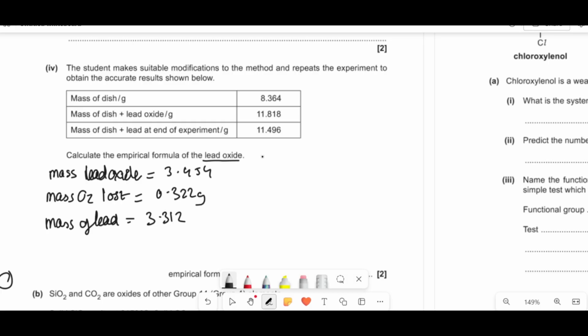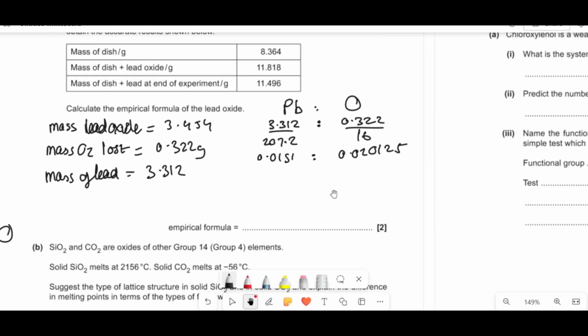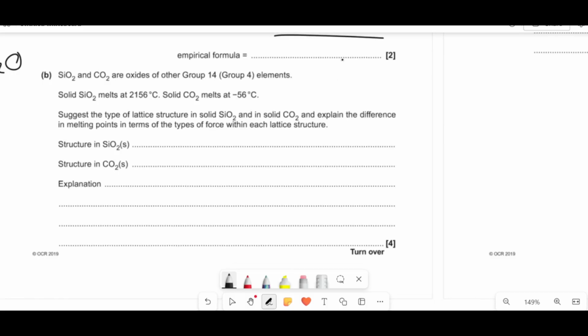They want the empirical formula of the lead oxide. So we now know what the Pb mass is and the O mass. We know that it's 3.312 grams and the O is going to be 0.322. So to work out an empirical formula, all you do is divide by the ARs and work out a ratio. So the AR of lead is 207.2 and then this is 16. If you divide those, you get 0.0151 and then you get 0.020125. Then you divide by the smallest number and you get a simplest whole number ratio, which eventually becomes Pb3O4. Done.